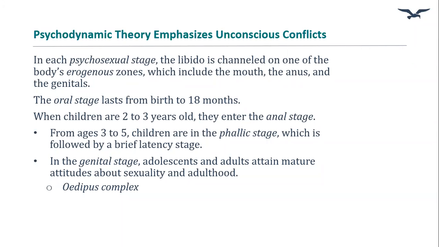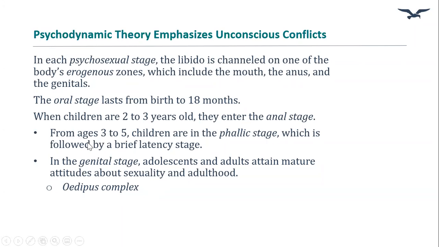And that is because, according to Freud, they were never able to get through that anal stage. They got fixated there. From ages 3 to 5, children are in the phallic stage, and then they go into what we call the latency stage. In the genital stage, adolescents and adults attain mature attitudes about sexuality and adulthood.